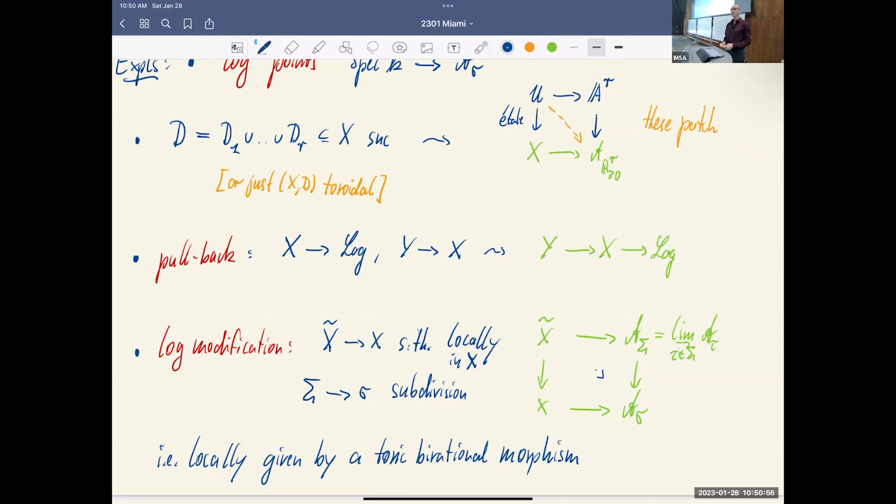This can be very strange. So you could do a log modification of a log point and get something higher dimensional. Down here, this might be 0-dimensional, but you have a log structure of rank n in the sigma, and then this is n-dimensional. So this is a kind of strange thing.